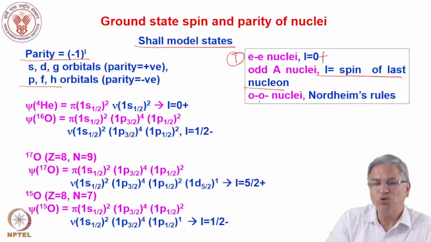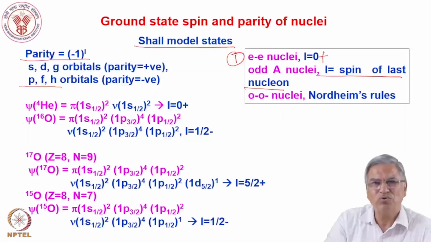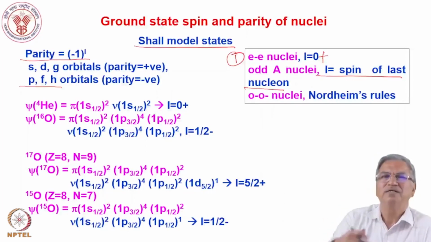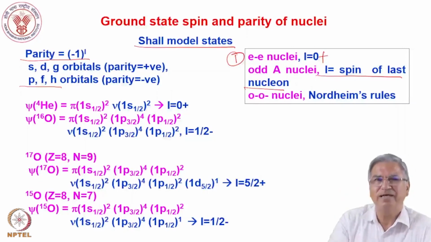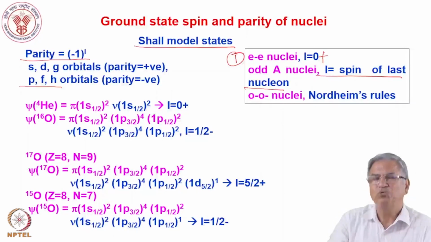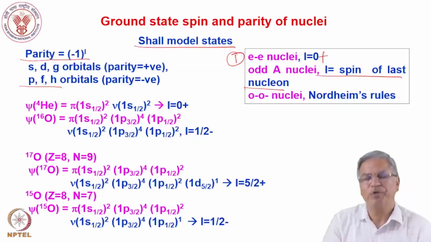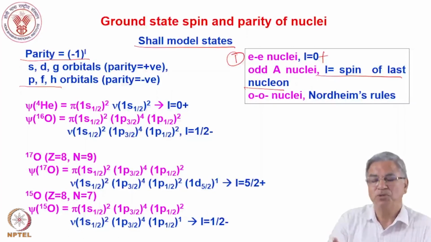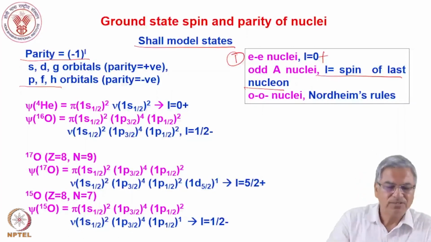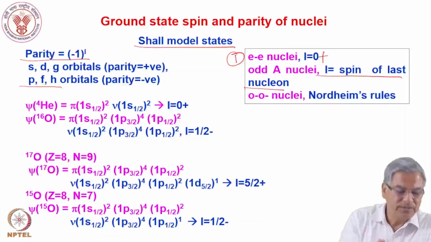In the case of odd-odd nuclei, there is an odd proton and an odd neutron, and the odd proton and odd neutron couple together to give you the spin of the nucleus, and it is a little complicated. So there are rules which are called Nordheim's rules. By using Nordheim's rules, we will try to predict the ground state spin of odd-odd nuclei. So now let us see how to build the shell model states.